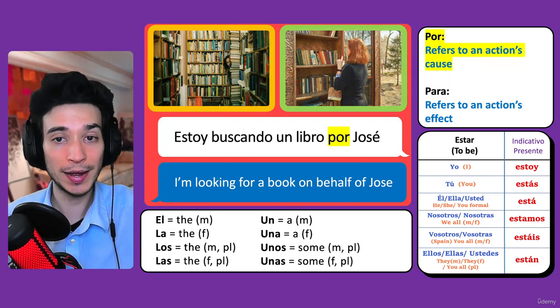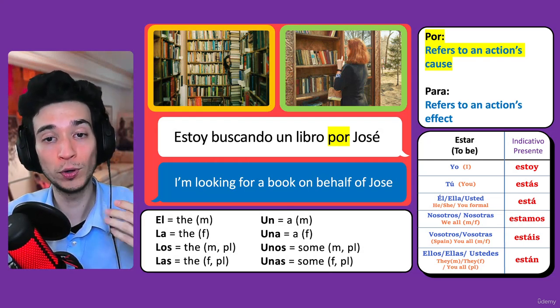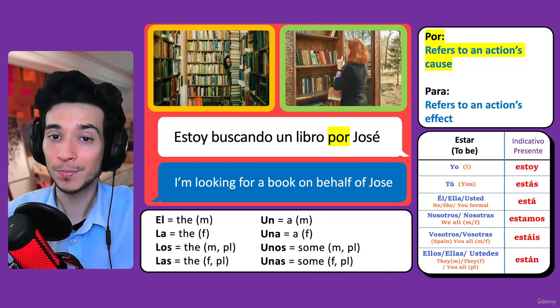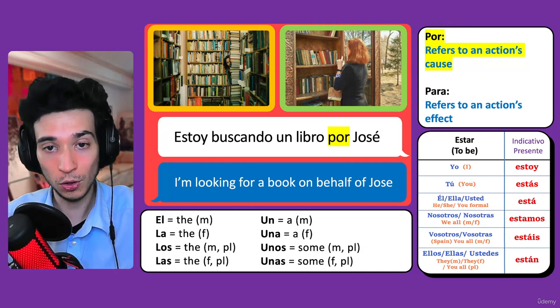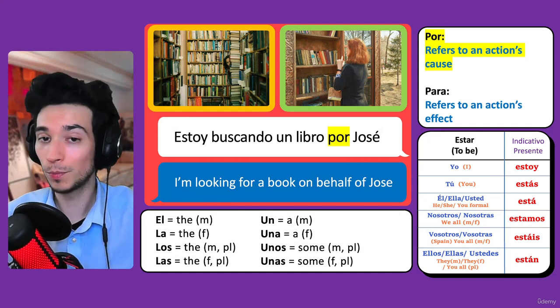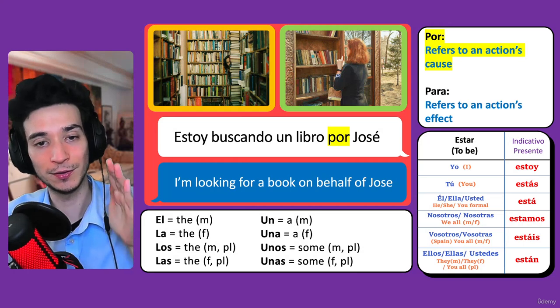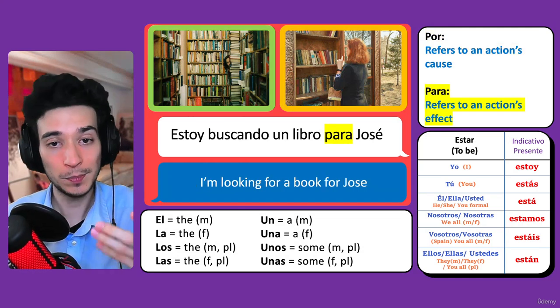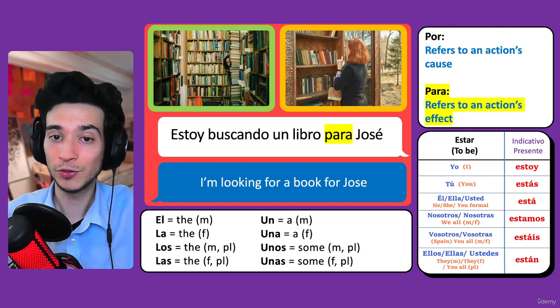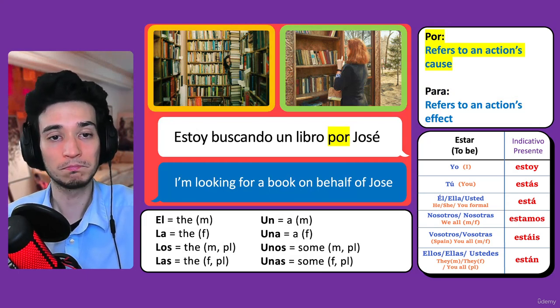But if you change para to por, you have estoy buscando un libro por José. So I'm looking for a book on behalf of José. So por, basically for him, for José. But in English, you can actually say for José for both meanings. So por José, on behalf of José, para José, for José. So para in this case is the effect, por would be the cause.